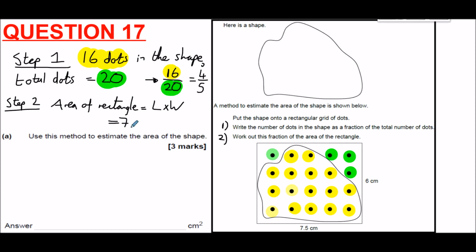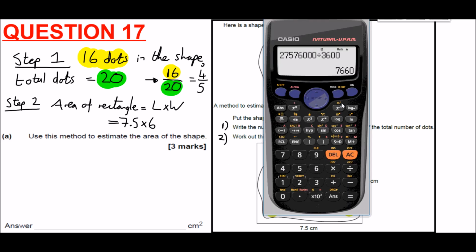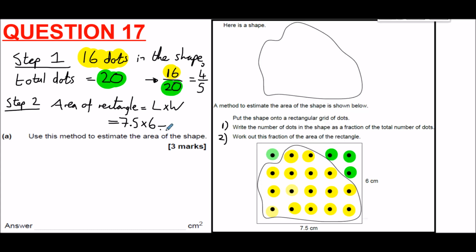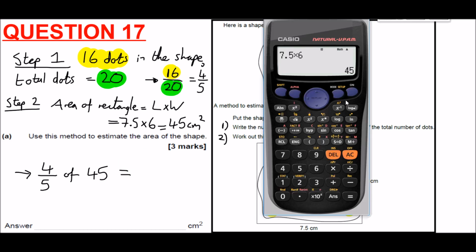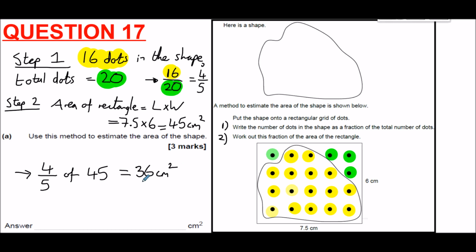So for this one, it's going to be 7.5 multiplied by 6. So if we try this, 7.5 multiplied by 6, that's 45 square centimeters. And so what we need to do now is find this fraction of 45. So either 16 over 20 or 4 over 5 of 45 will tell us the estimated answer to the area of this shape. 4/5 of 45, we can do by using the fraction button on the calculator, multiplying by the amount we want to find that fraction of. So 4/5 of 45 gives us 36. And so our estimated area of this shape is 36 square centimeters.